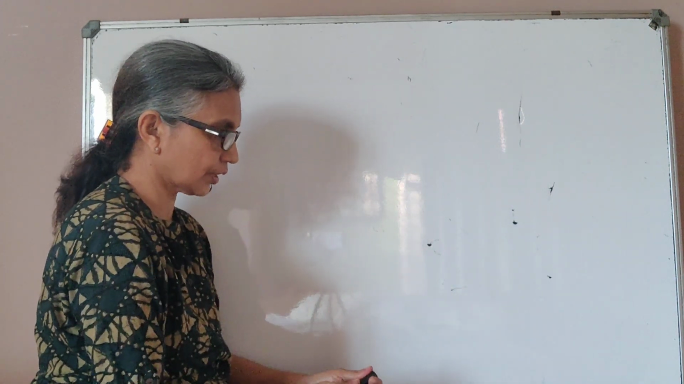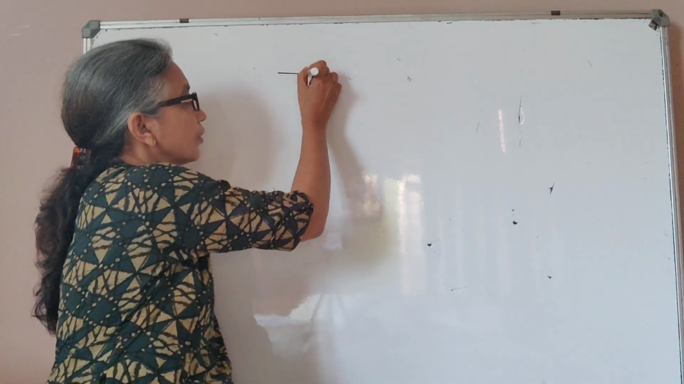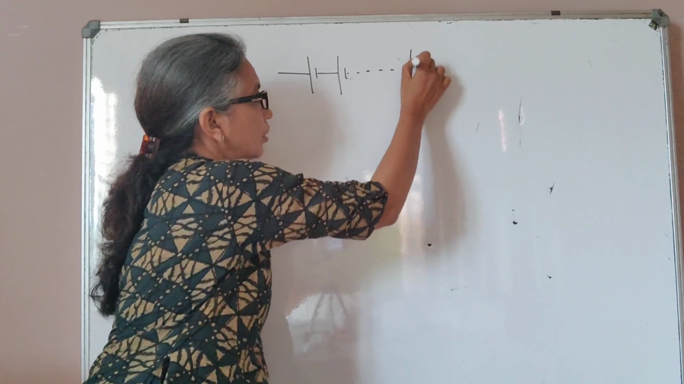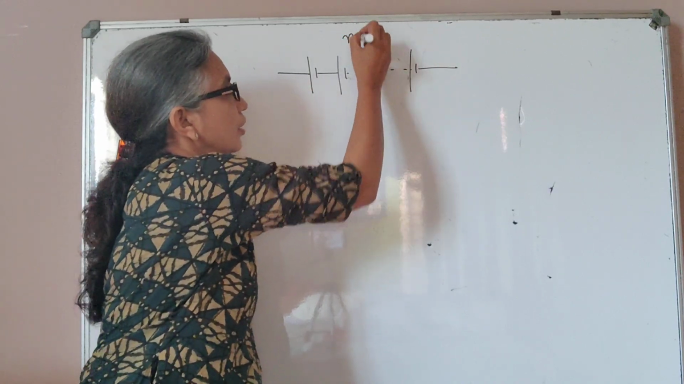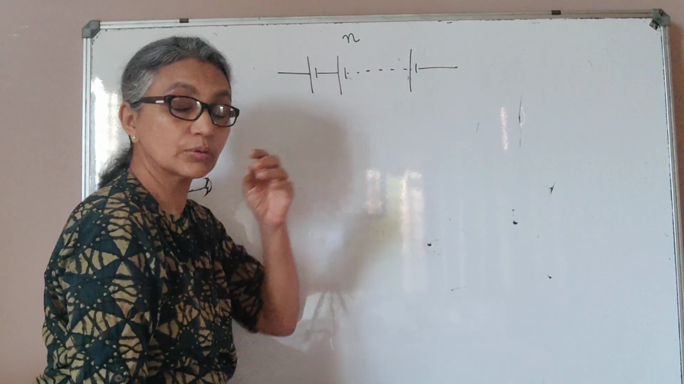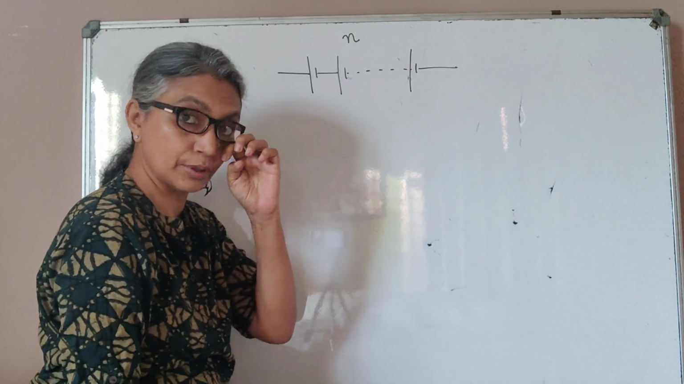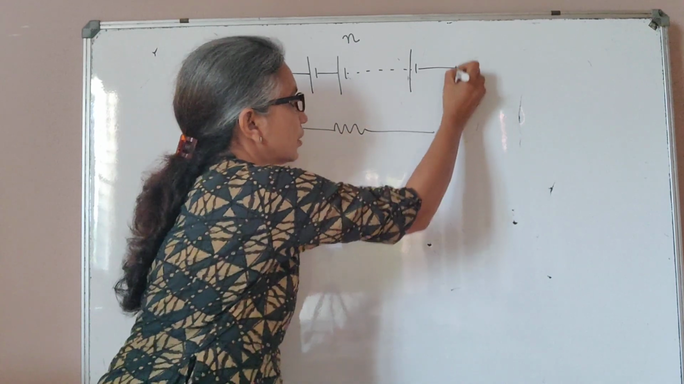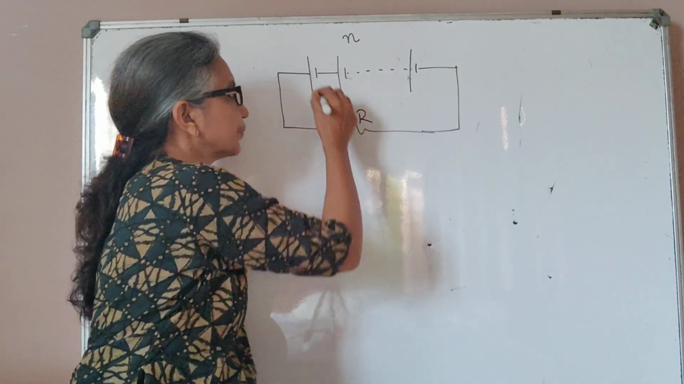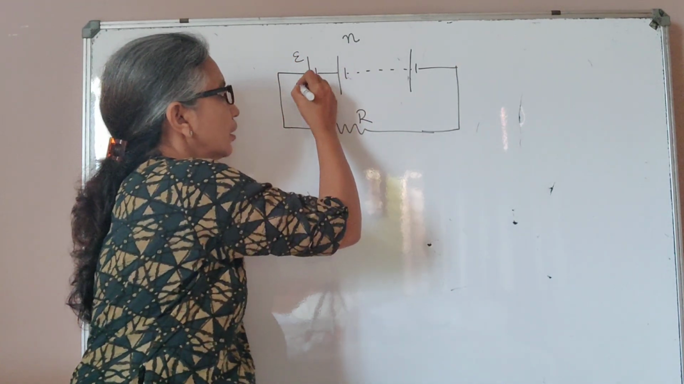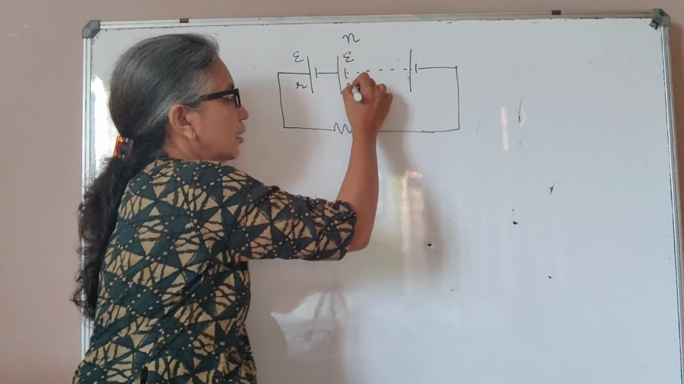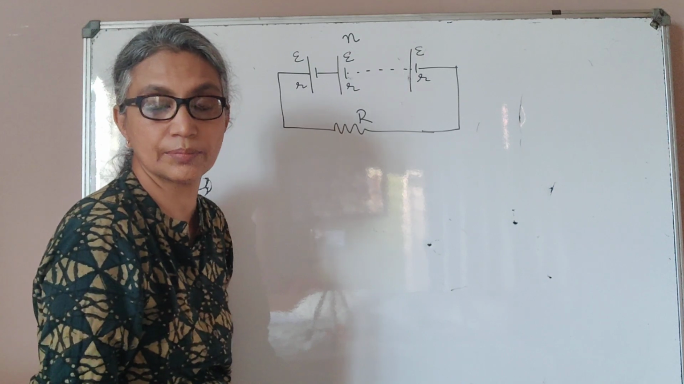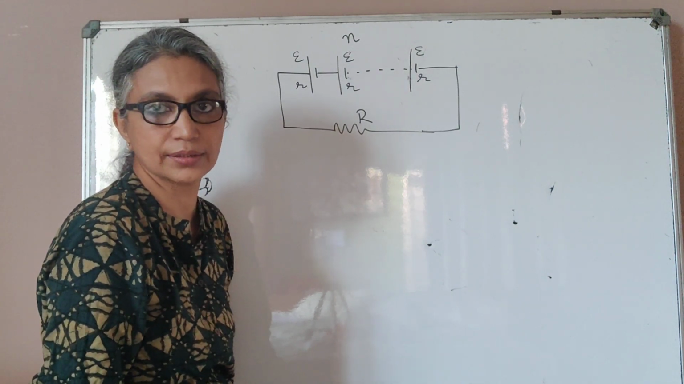So imagine we have a case where we have 1, 2 and so on, n number of cells. 1, 2, 3 could be 100 or 200, n number of cells, and this is connected to an external resistance capital R. Each has EMF E and internal resistance r, E and r, E and r. So all of them are identical. They all have the same EMF. They all have the same resistance.